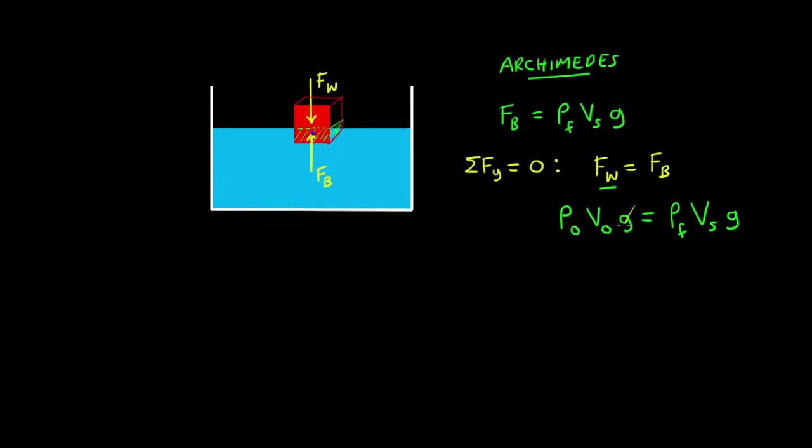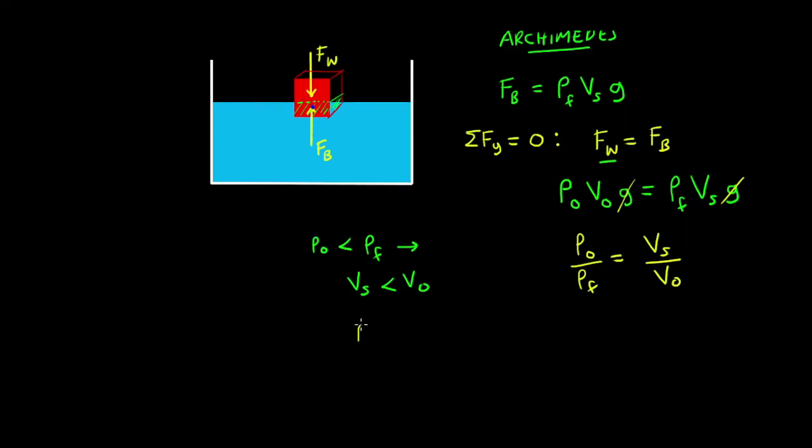If we cancel out the gravitational acceleration, we have the density of the object over the density of the fluid is equal to the submerged volume over the volume of the object. So this tells us that if the density of the object is less than the density of the fluid, this implies that the submerged volume is less than the volume of the object, which means that the object floats. As you can see, if Vs is less than V0, only part of the object is submerged, and the object basically floats.